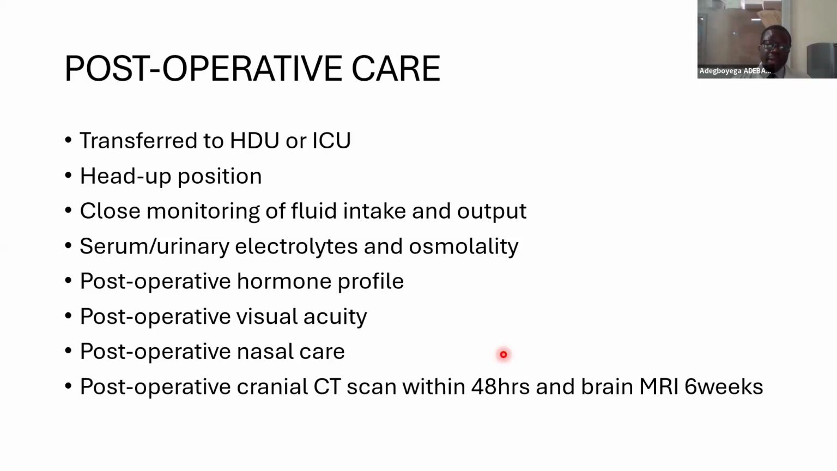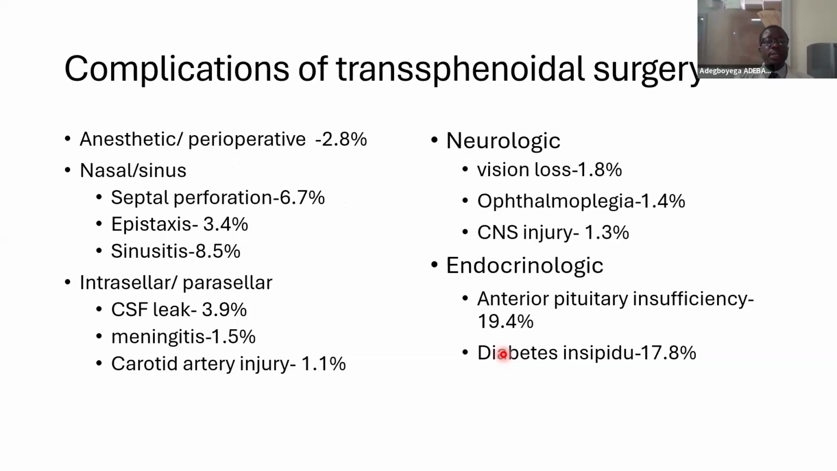The post-op hormone profile is also needed, because some patients come down with post-op hypopituitarism, and this needs to be taken care of as urgently as possible. Post-op visual acuity testing, and nasal care to prevent nasal crusting, are also very important. Post-op neuroimaging is done to assess for any post-op bleed, the tumor bed, and the extent of resection. This is the list of the complications that have been attributed to endoscopic transsphenoidal surgery.